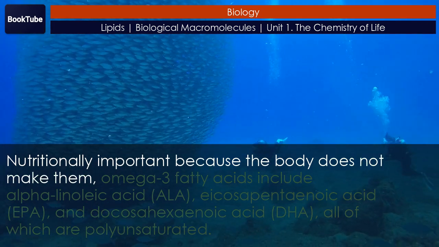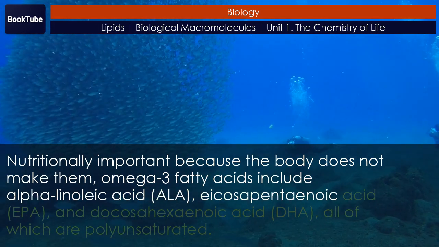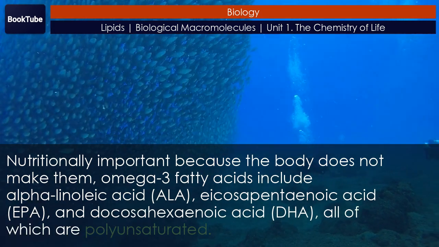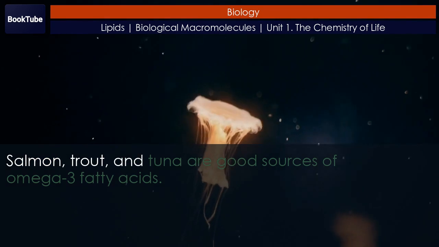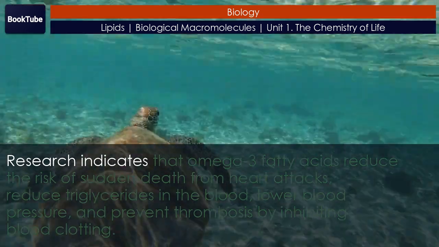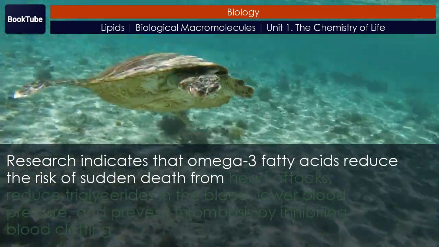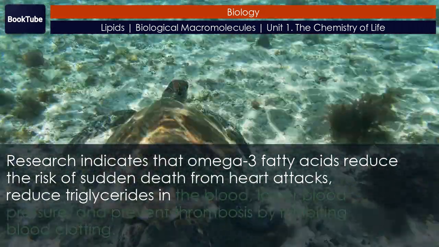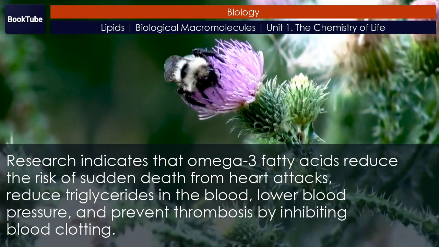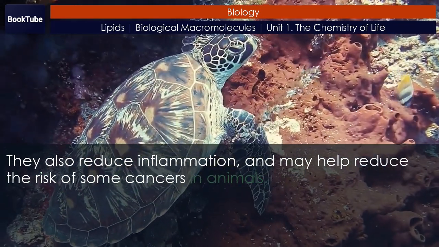Omega-3 fatty acids include alpha-linolenic acid, ALA, eicosapentaenoic acid, EPA, and docosahexaenoic acid, DHA, all of which are polyunsaturated. Salmon, trout, and tuna are good sources of omega-3 fatty acids. Research indicates that omega-3 fatty acids reduce the risk of sudden death from heart attacks, reduce triglycerides in the blood, lower blood pressure, and prevent thrombosis by inhibiting blood clotting. They also reduce inflammation, and may help reduce the risk of some cancers in animals.